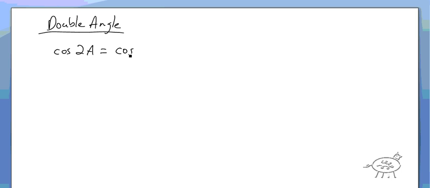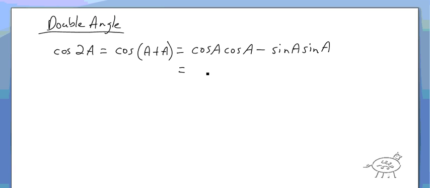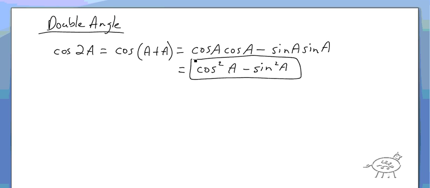Cosine of 2a is the same thing as saying cosine of a plus a. Which, if I know my sum formula for cosine, remember it's cosine A, cosine B minus sine A, sine B. Well, obviously we have A and A, so we just say it's equal to cosine of A cosine of A minus, opposite sign, sine of A, sine of A. And that's the same thing as saying cosine squared of A minus sine squared of A. So that's one of the formulas for cosine of 2a.